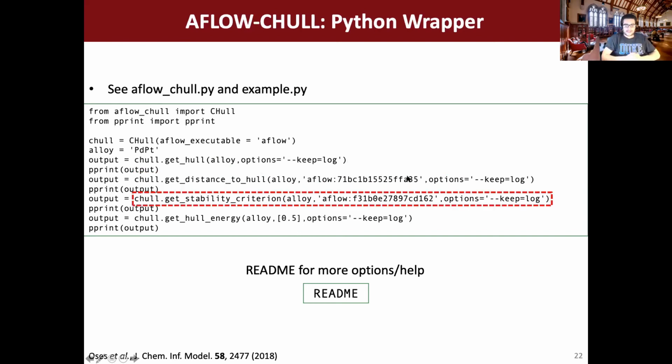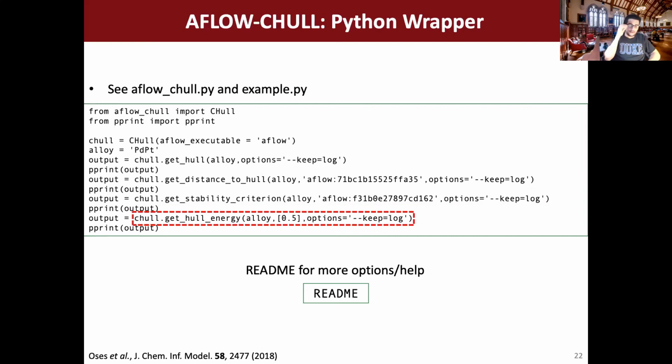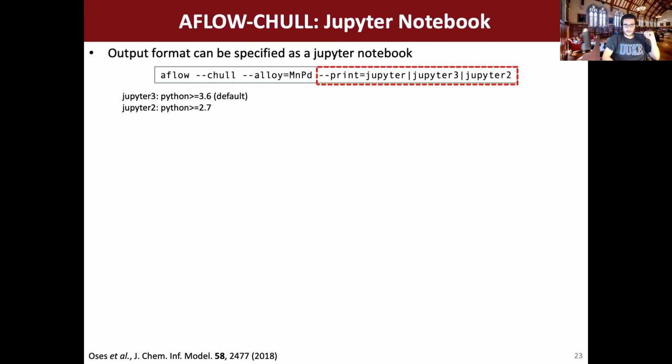You have your get stability criterion command here as well. You feed in an AUID. And then you have the get energy, which you feed in a vector of the stoichiometric coordinates that you want to specify. Since this is a binary, we only need to give one coordinate, so it's 0.5. That means half of this and half of that. If it's a ternary, you only need to give 2, because again, the last one is just the sum of the others. Okay, and there's a README there, and I'll show you in a second where all those things are.